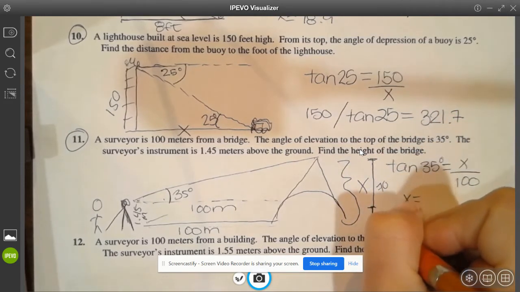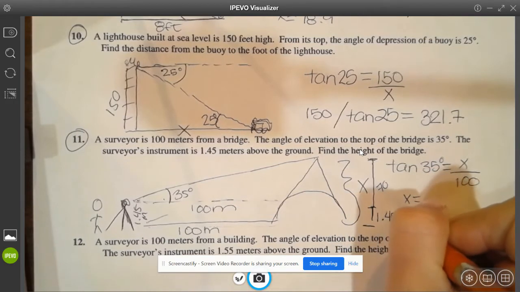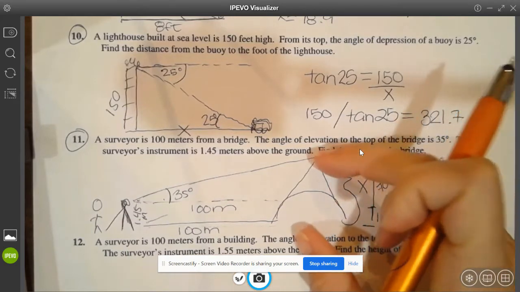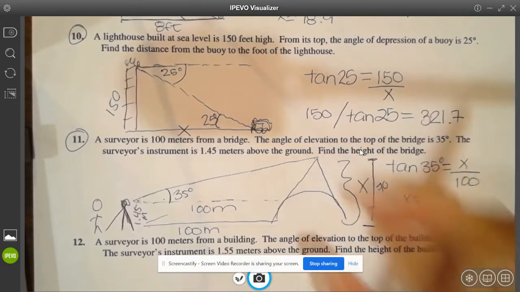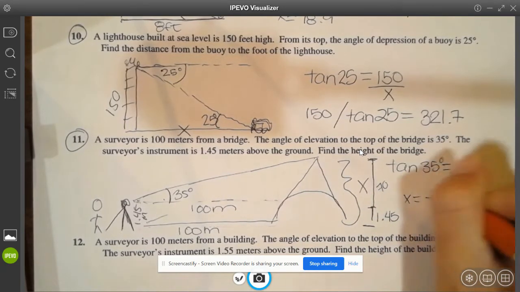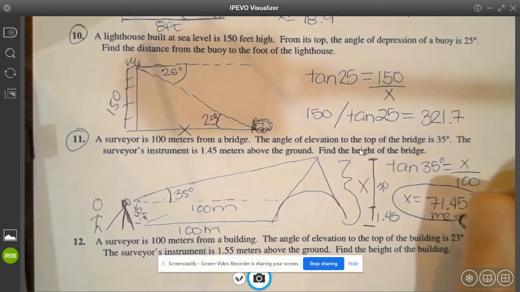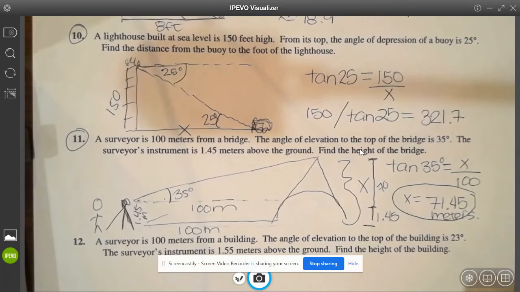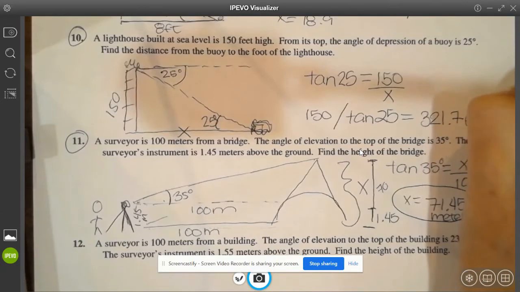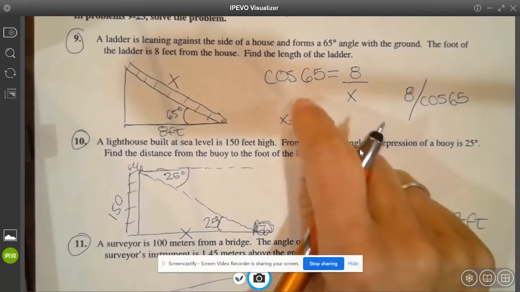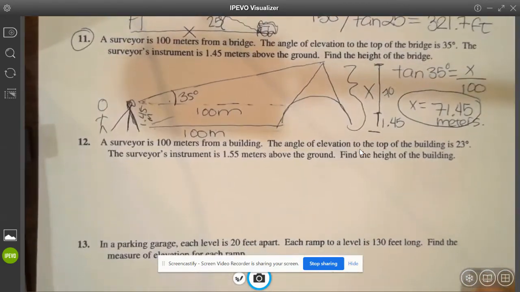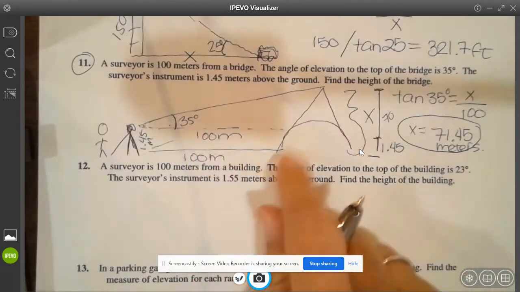And then we still have to add the 1.45 for the height of the instrument, okay? Because that will give us the full height of the bridge. So that's 71.45. That is your answer. What unit? Meters, right? A lot of these, you have to remember to put the unit, right? Because otherwise it doesn't look like you're talking about something specific. The units. All right, so this is like a combined one.